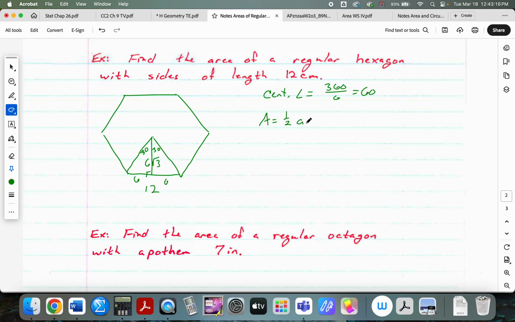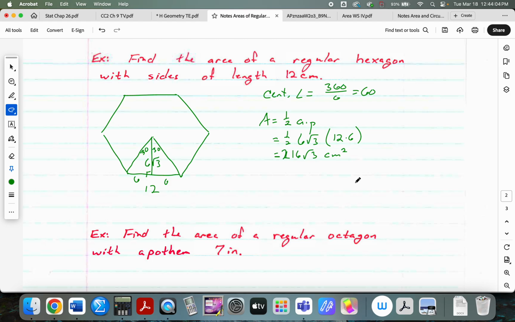So the area is 1/2 the apothem times the perimeter. So it'll be half of 6 square roots of 3 times the perimeter. Well, every side is 12 and there are 6 of them. So I don't actually have to find what the perimeter is. I can substitute in an expression that gives me the perimeter instead of having to do a separate calculation. And we're just going to multiply all this together. Let's see, 3 times 72 is 216 square roots of 3 square centimeters. And this, frankly, is one of the nicer ones.